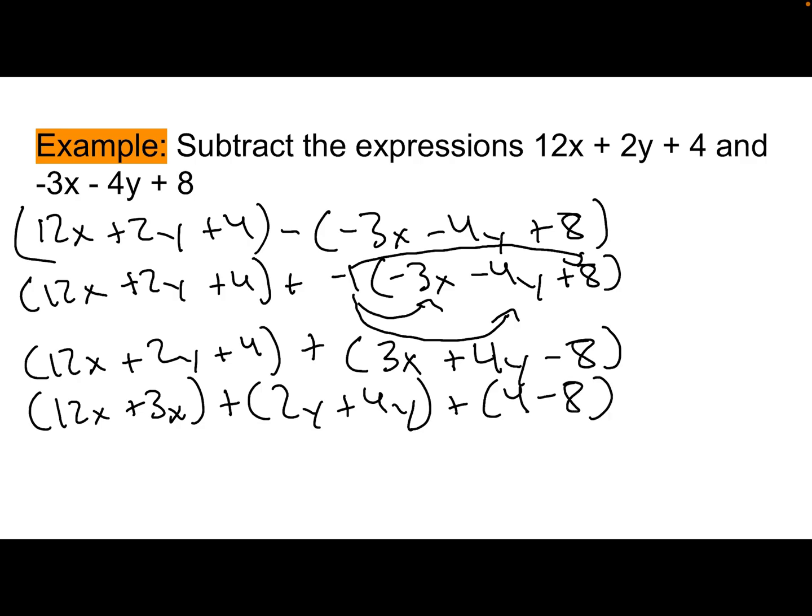12x plus 3x is going to give us 15x. 2y plus 4y gives a positive 6y. And 4 minus 8 is going to give us a negative 4. So our new expression here is 15x plus 6y minus 4.